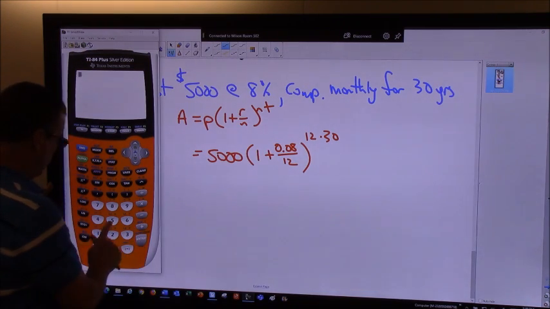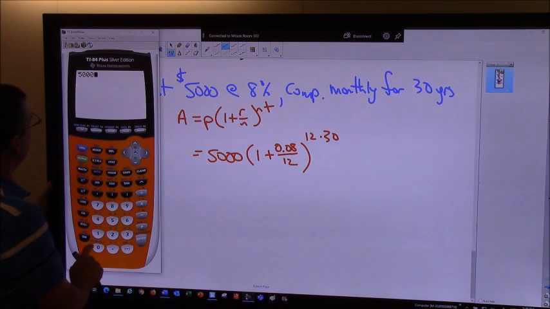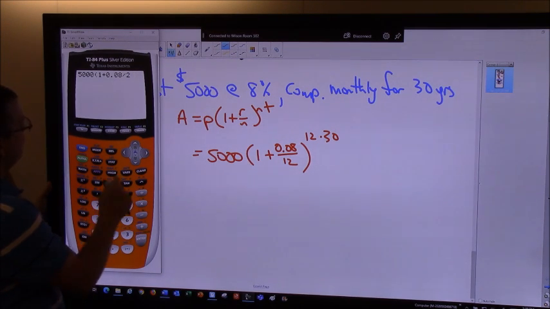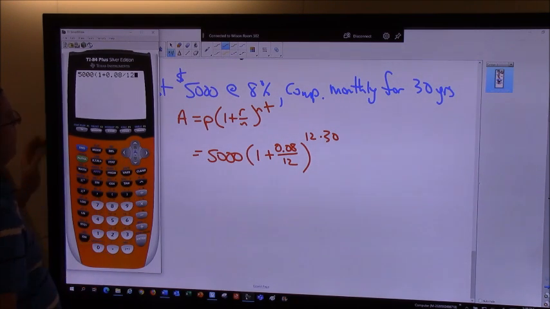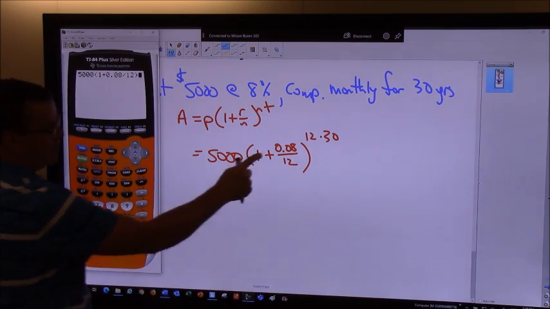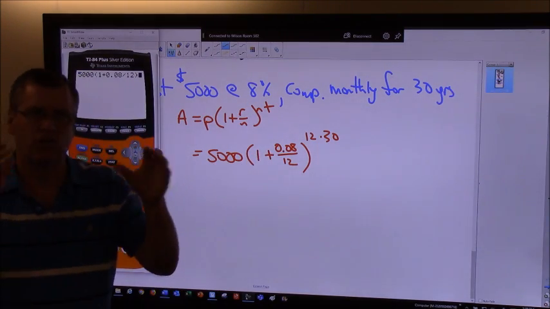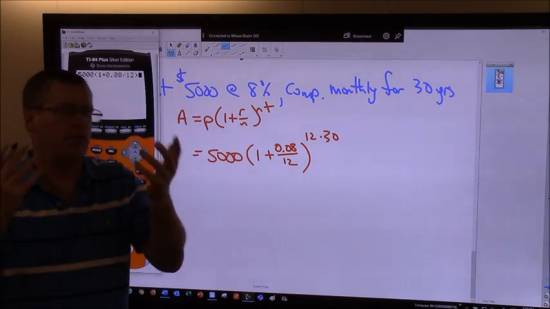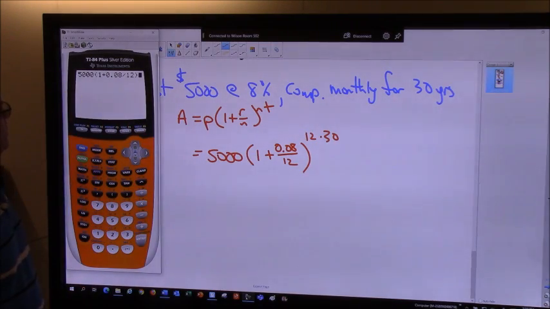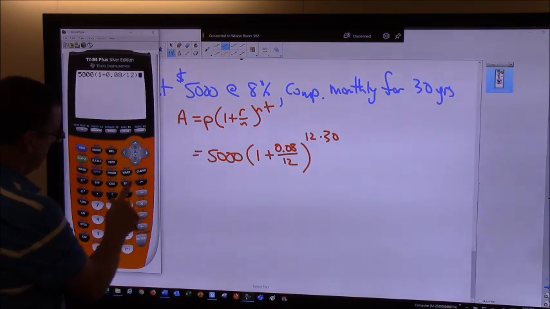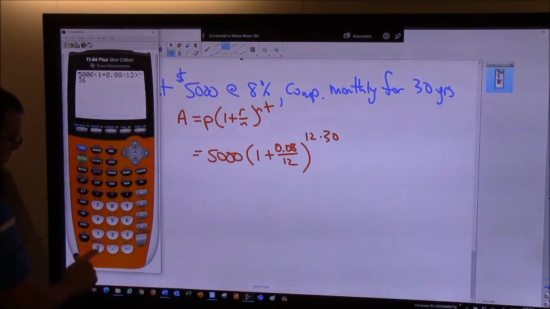All right, so I'm going to punch in 5,000 times 1 plus 0.08 divided by 12. Now, if I wanted to, I could go through and figure out what this equals and then do 1 plus that, and I could have 1 point something, just a number in there. I could do that, but I'm just going to let the calculator do it for me. I don't really need to see what that number is. And then I'm going to raise that to the 360th power.